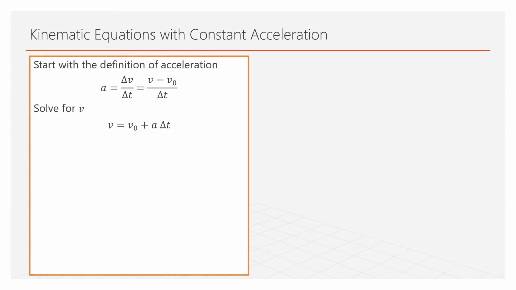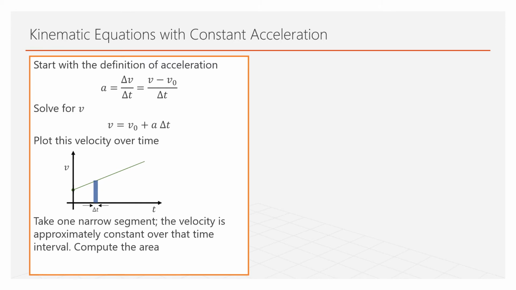We can then take this equation and plot the velocity as a function of time. And it looks like this. This is a line where the y-intercept is v naught, and the slope of this line is a, the acceleration.